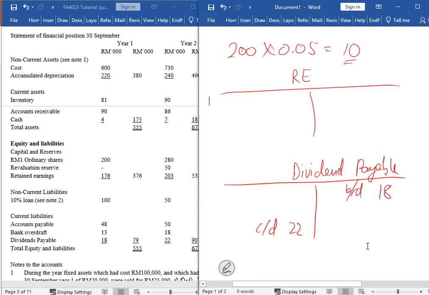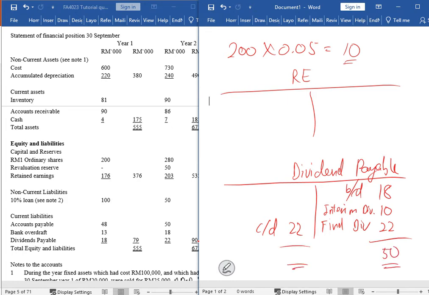Plus current year dividend, this one, interim dividend is 10. Right? And then you have a final dividend of 22. The closing is always your final dividend, yeah guys. So this is your final dividend. So total here is, this will be your cash payment.